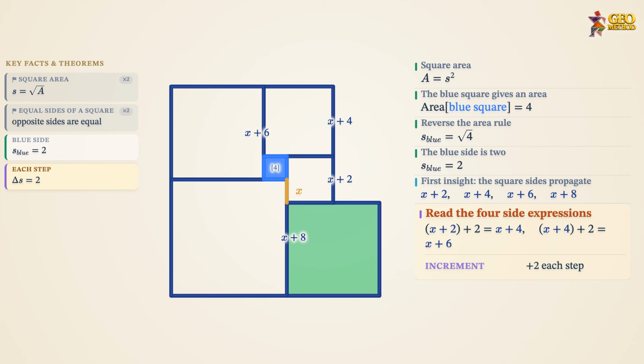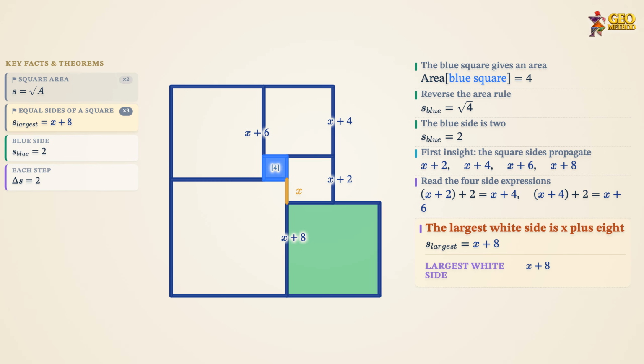Each move adds exactly one blue side, which is 2. The labels stay on their own square sides, so the algebra and picture remain linked. After 4 transfers, the full side of the largest white square is x plus 8. We still do not know x, and we do not need to.